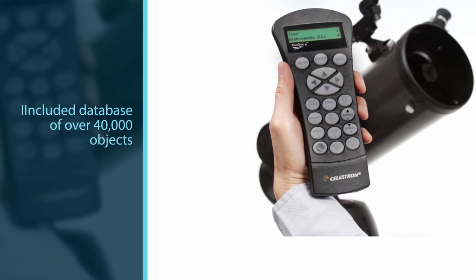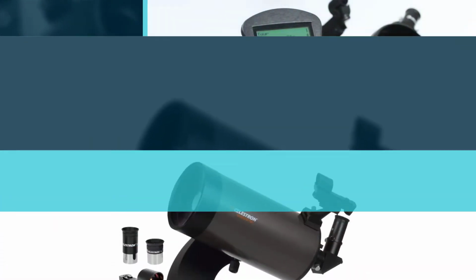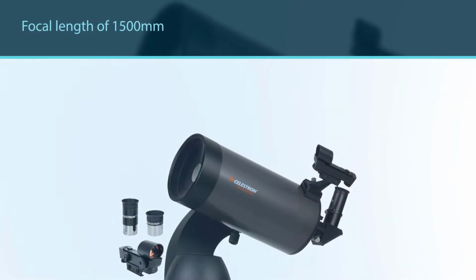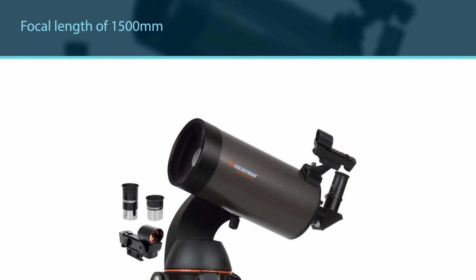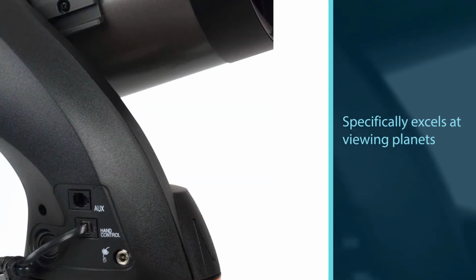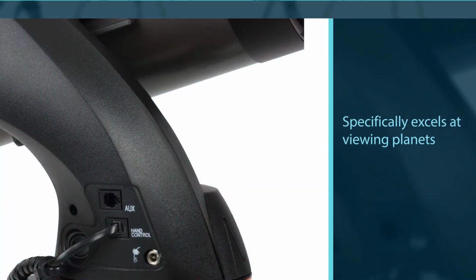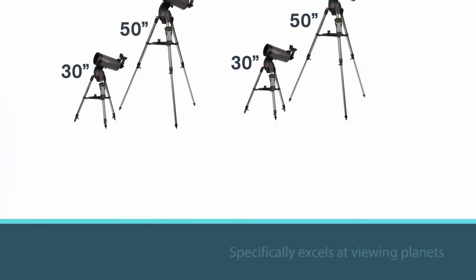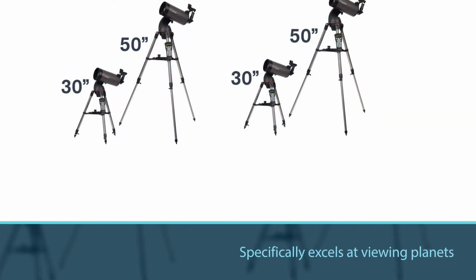With a focal length of 1,500 mm, an aperture of 127 mm, and two eyepieces, this telescope specifically excels at viewing planets, but is also capable of viewing a variety of deep sky objects as well. It comes with a red dot finder scope, two eyepieces, a tripod, and access to astronomy software, Starry Night.